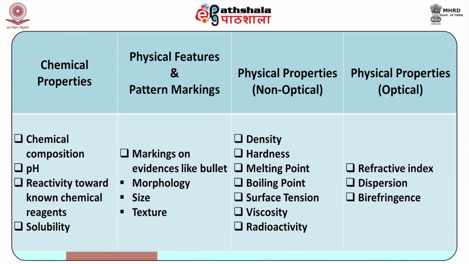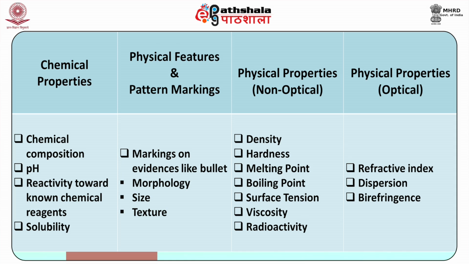Now, this particular table is showing various properties of the physical evidences. In this, the first block is of chemical properties, in which the chemical composition, pH, reactivity towards known chemical reagents, and solubility are given. The second block is of physical features and patterns, markings. First in this is markings on the evidences like bullets, second is morphology, third is size, and fourth is texture.